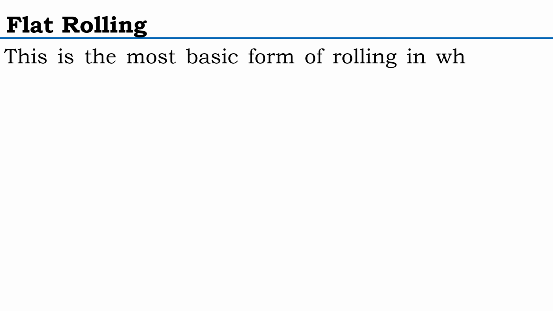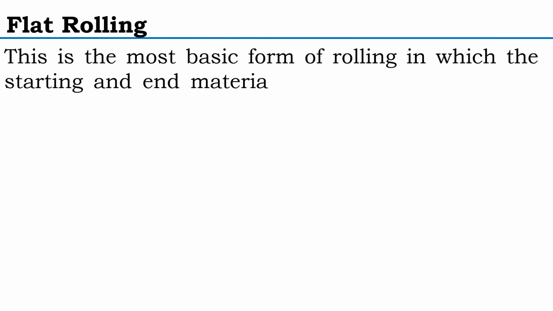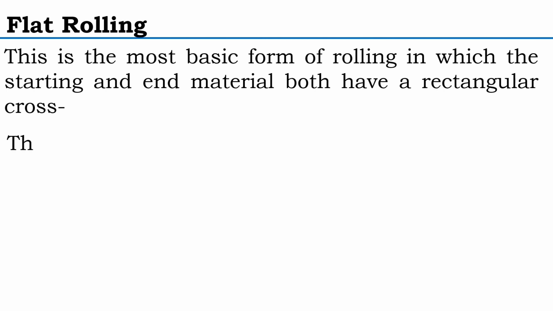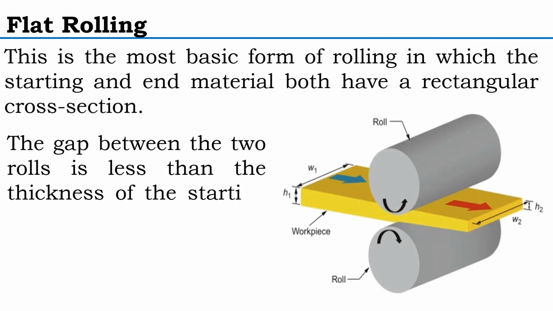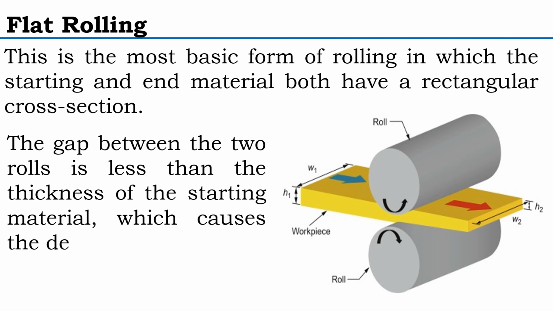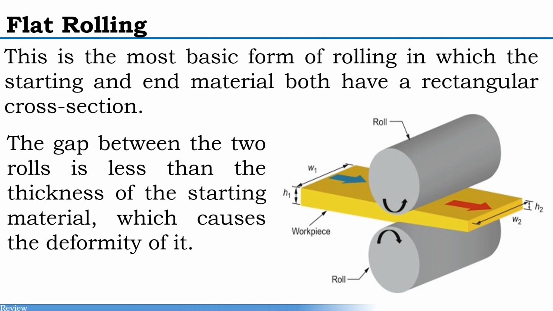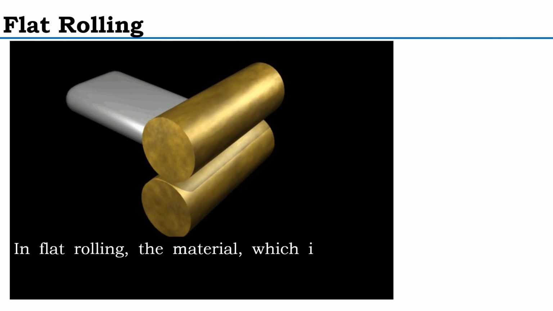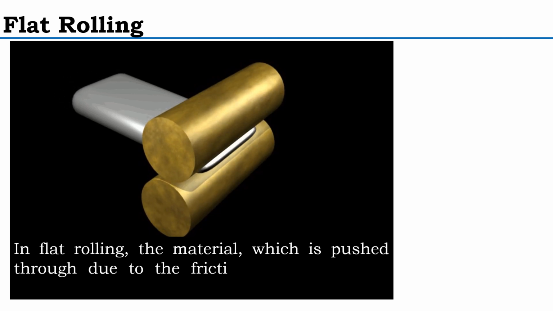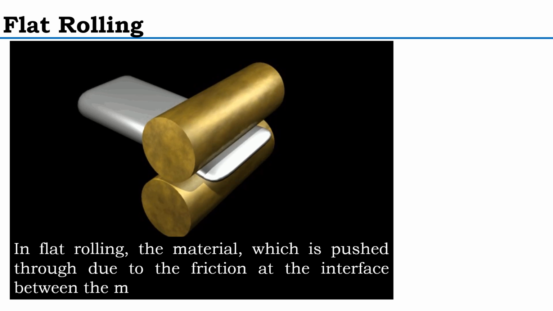Flat rolling. This is the most basic form of rolling in which the starting and end material both have a rectangular cross-section. The gap between the two rolls is less than the thickness of the starting material, which causes the deformation of it. In flat rolling, the material is pushed through due to the friction at the interface between the material and the rolls.